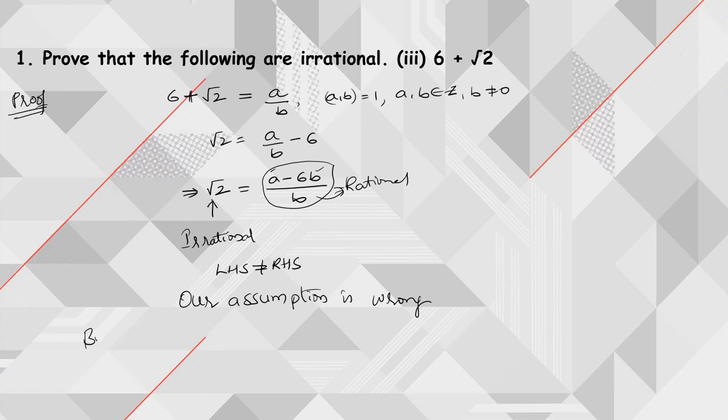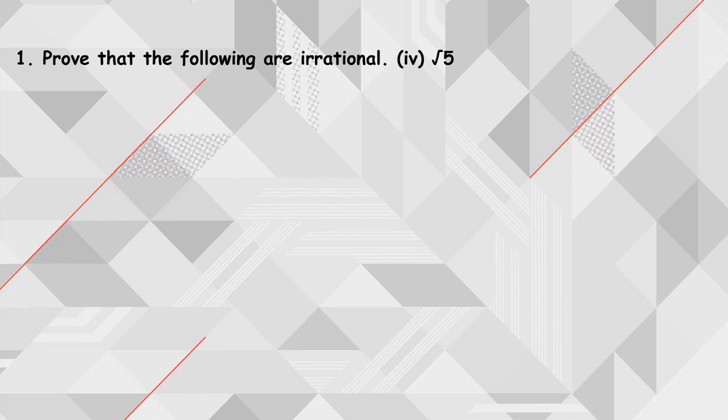So from this what can I say? By the contradiction method, the conclusion is very important. By the contradiction method we can say that 6 plus root 2 is not rational. Okay, so likewise we can prove this. Next, moving on to one more question.